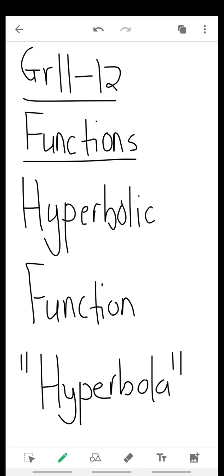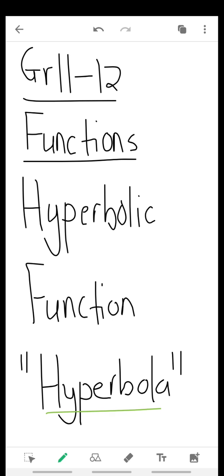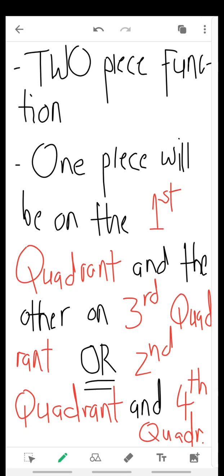Okay, so we are dealing with the hyperbolic function, which we usually just call the hyperbola. We need to check everything that has to do with the hyperbola and make sure that we are understanding what we are doing when we start looking into a hyperbola. A hyperbola is a two-piece function, very important. That means a hyperbola will have two pieces as a function.